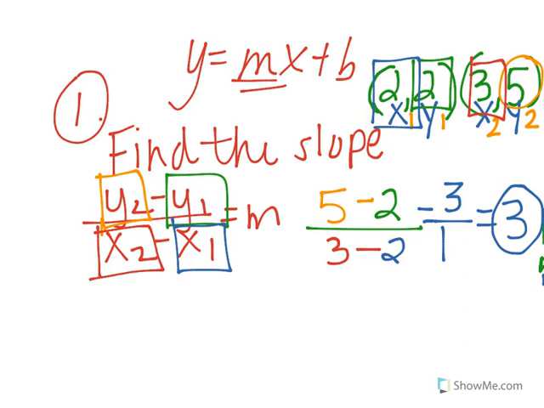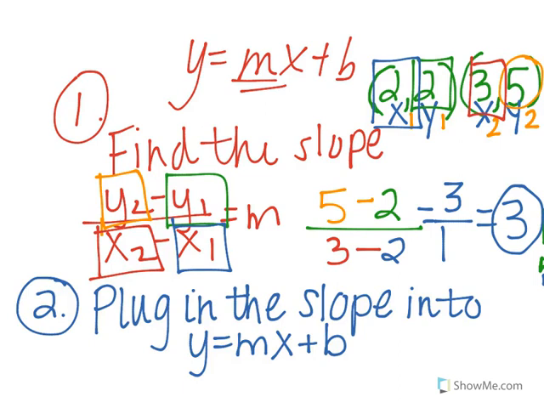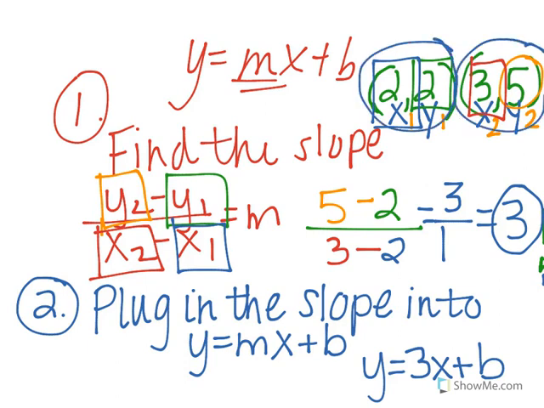Now we have to find the b. Step 2, you're going to plug the slope into y equals mx plus b. So you'll have y equals, instead of m, 3x plus b. Next we're going to pick a point, and it could be any point. It could be this 2, 2, or it could be the 3, 5. We're going to plug one of those in for x and y to solve for b, because b is our y-intercept.